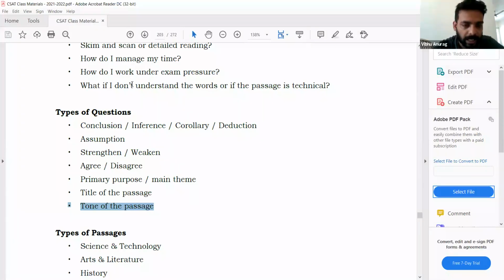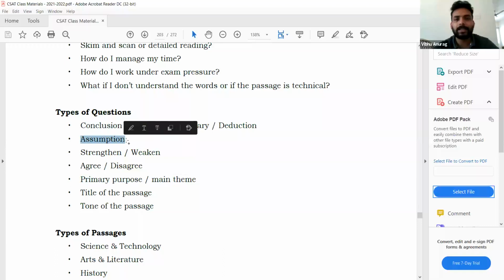So if you see question types, the main ones are these: conclusion, most common question type. Then after that, second most common, primary purpose, and then you have assumptions. Other than that, you may get one or two questions from all of these combined, or maybe not even that. So these three are the main ones: conclusions, assumptions, and primary purpose.